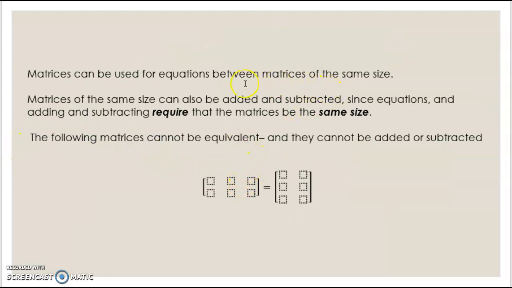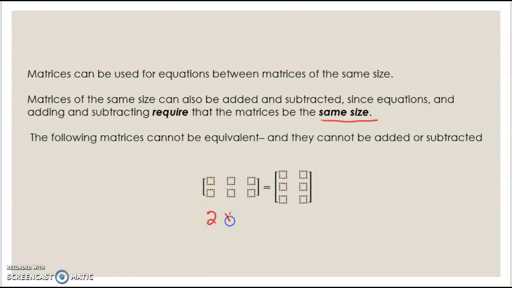Okay. Matrices can be used for equations when you have matrices of the same size. Adding and subtracting require that the matrices be identical size. For instance, right here, these cannot be equivalent. They cannot be added or subtracted.